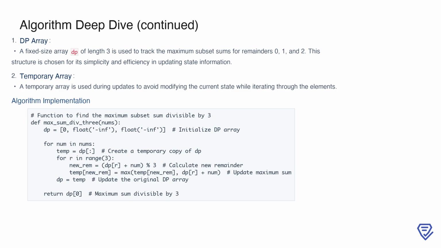During the processing of each number, a temporary copy of the DP array is created to avoid modifying the current state while iterating through the elements. This ensures that updates are performed correctly without introducing inconsistencies.